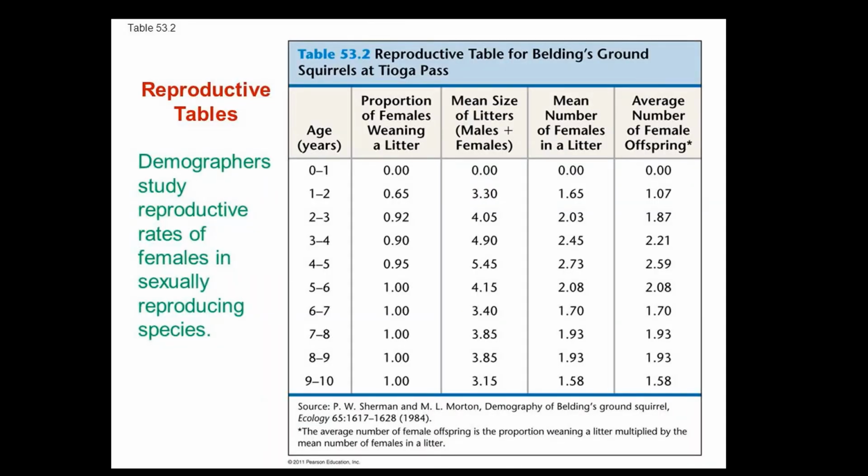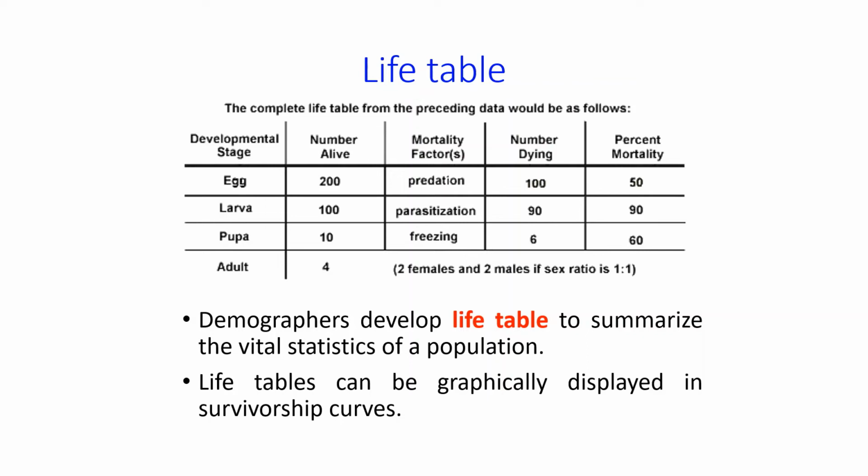This is the third example on how demographers develop reproductive tables of a particular population. This is the last example, showing how demographers develop a life table to summarize the vital statistics of a population. So a life table can tell you the life expectancy of individuals within a population. And this table can be graphically displayed in a survivorship curve.